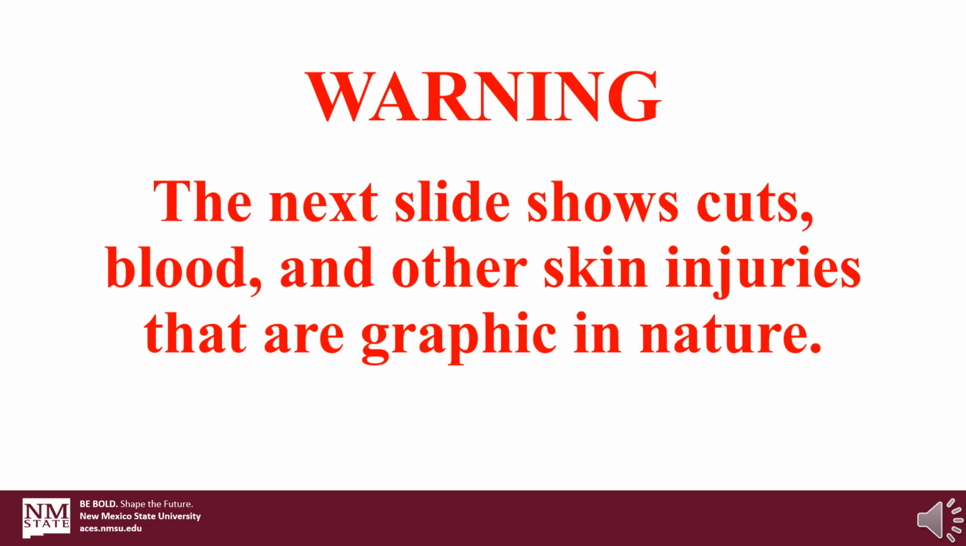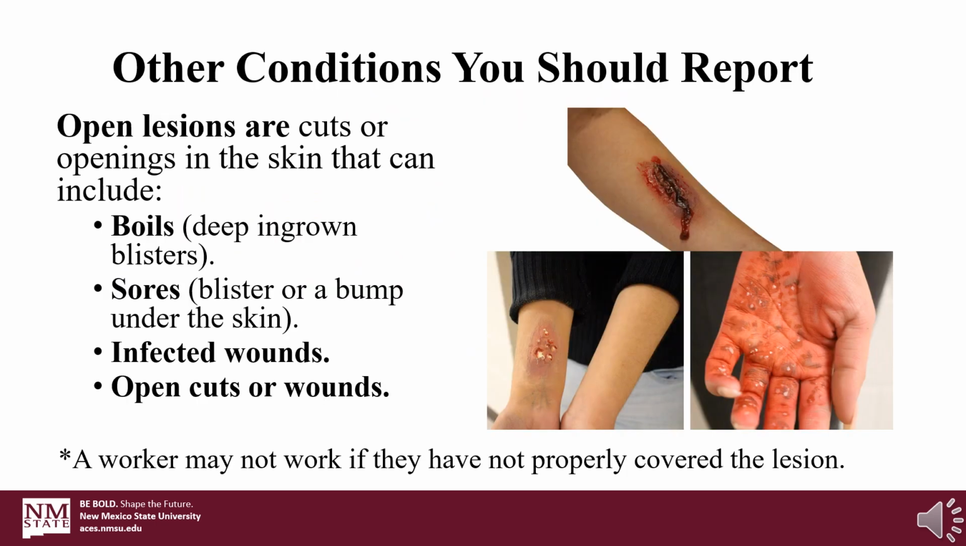Warning: the next slide shows cuts, blood, and other skin injuries that are graphic in nature. There are other conditions that you should report to a supervisor to prevent the spread of disease. If a food worker has any kind of boil, open skin sore, infected wounds, or open cuts and wounds, they must not be allowed to work until it is healed or is covered by an improved waterproof bandage. This precaution is to stop any germs from passing to food, food contact surfaces, or food packaging materials. A worker may not work if they have not properly covered the lesion.